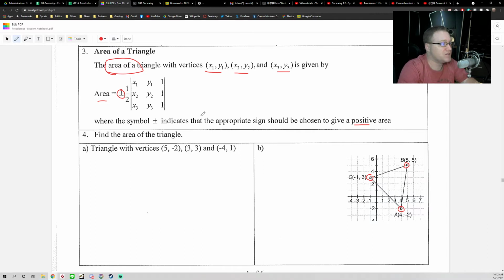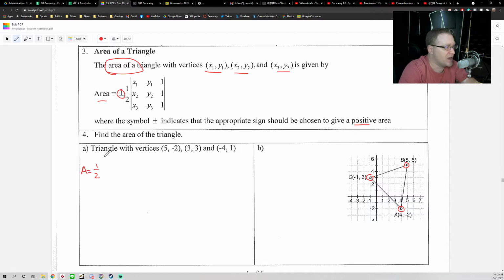Okay. So I think it's best to just go into some examples real quick so that you can understand how to do this. All right, so here we go. We're going to start with a triangle. It has vertices (5, -2), (3, 3), and (-4, 1). We want to find the area of this triangle. Now how are we going to do that? We're going to multiply by 1/2. I'm just going to leave the plus or minus out for now. Don't worry about that. We'll use that at the very end.